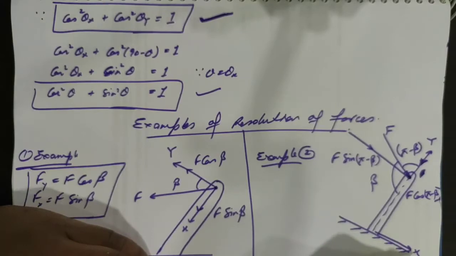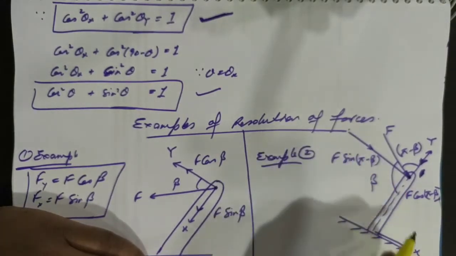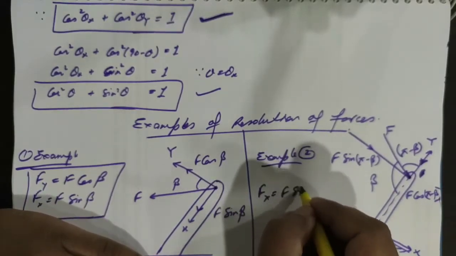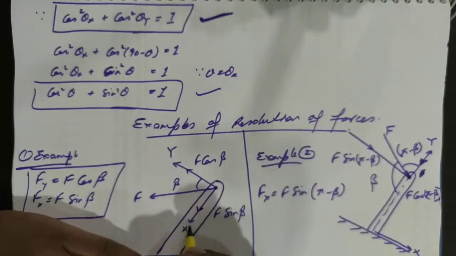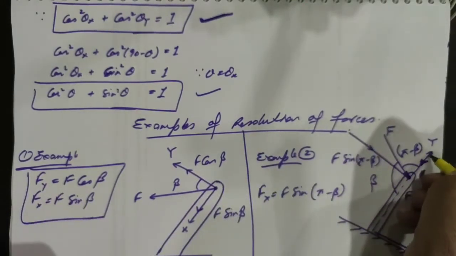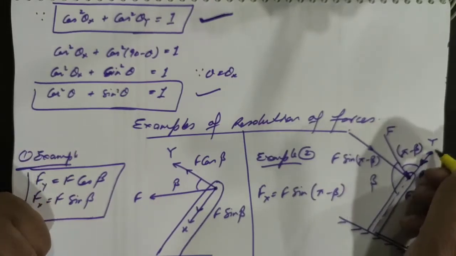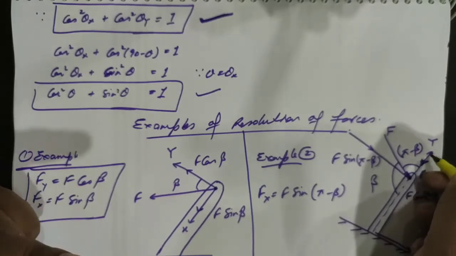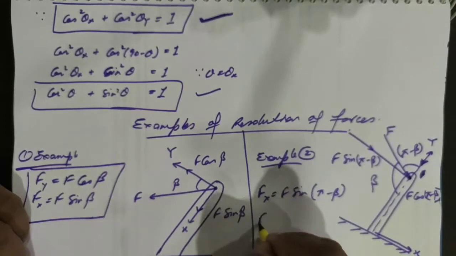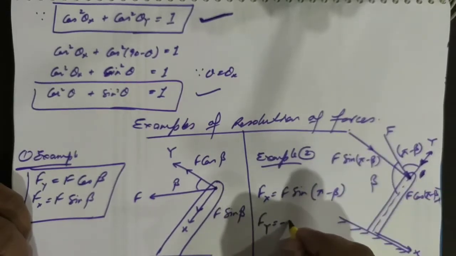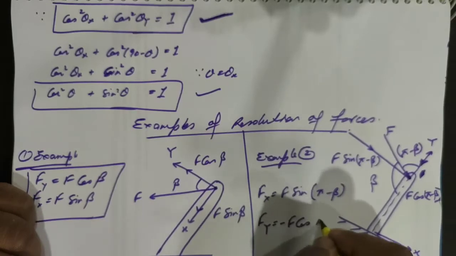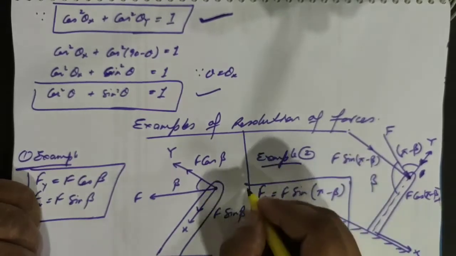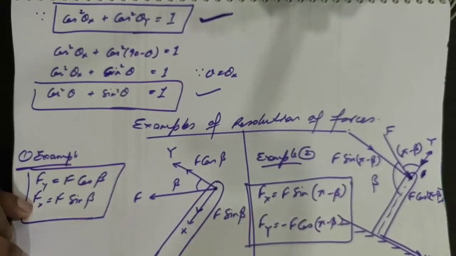Along the x-axis, this axis and this component both have the same direction, so we can write Fx is equal to F sine pi minus beta. On the y-axis, the axis goes outside from this point, and the force component is coming inside, so both directions are opposite to each other. So Fy will be equal to, with a minus sign, F cos pi minus beta. Next example.